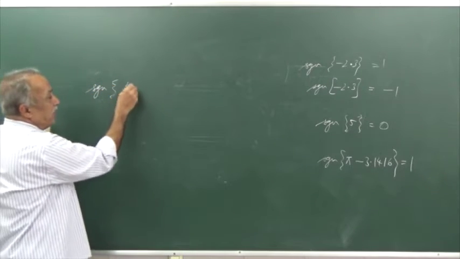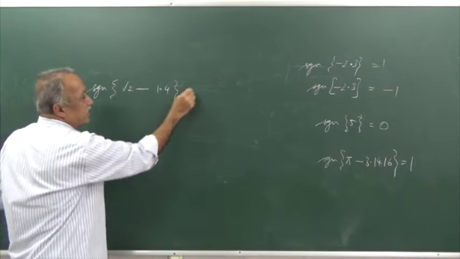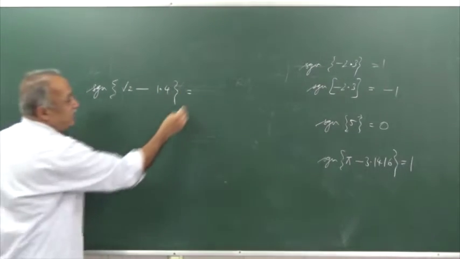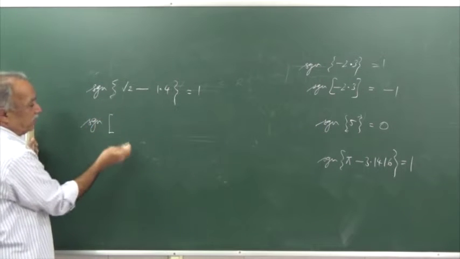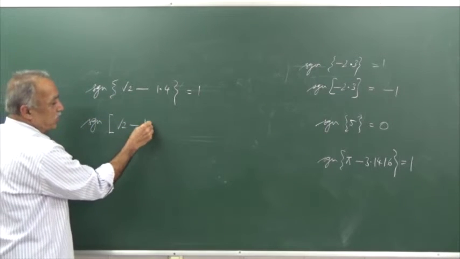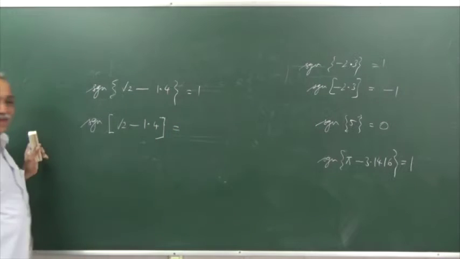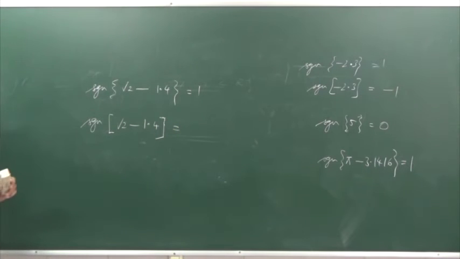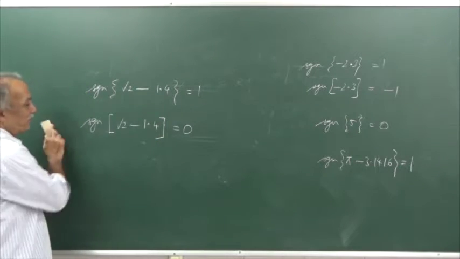Signum of fractional part of root 2 minus 1.4 is 1. Signum of integer part of root 2 minus 1.4 is 0. Okay.